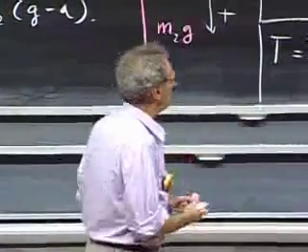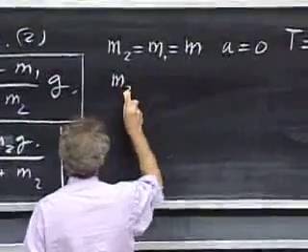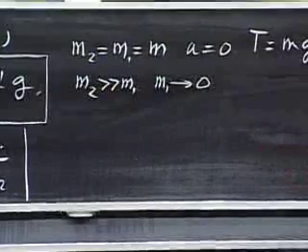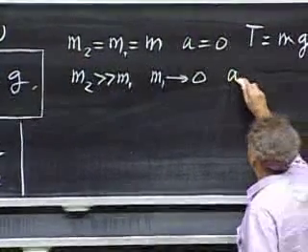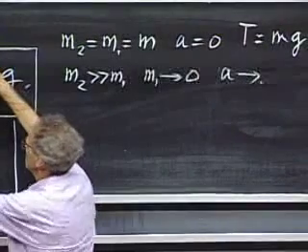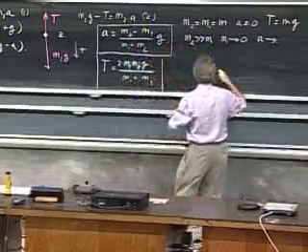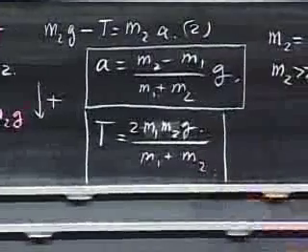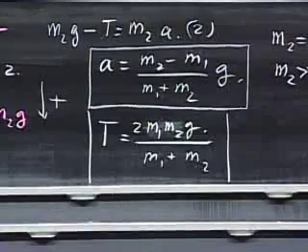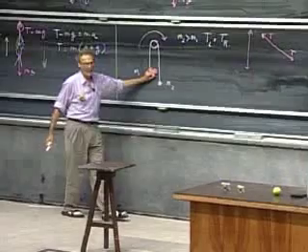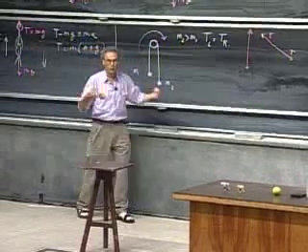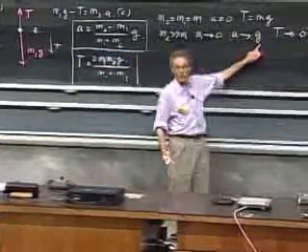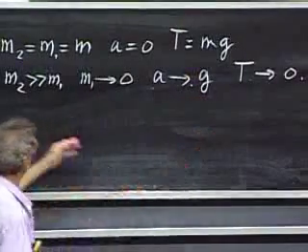Clear. Now we're going to make it more interesting. Suppose we make m2 much, much larger than m1, and in a limiting case, we even go with m1 to 0. Let's do that. What you see now, if m1 goes to 0, this goes away, this goes away, a goes to g, and T goes to 0. If m1 is 0, T goes to 0. That is obvious, because if I make m1 0, m2 goes into free fall. And if m2 goes into free fall, its weight is 0, and so the tension is 0, and that's exactly what you see. And you see that the acceleration of that object is g, which it better be, because it's in free fall.